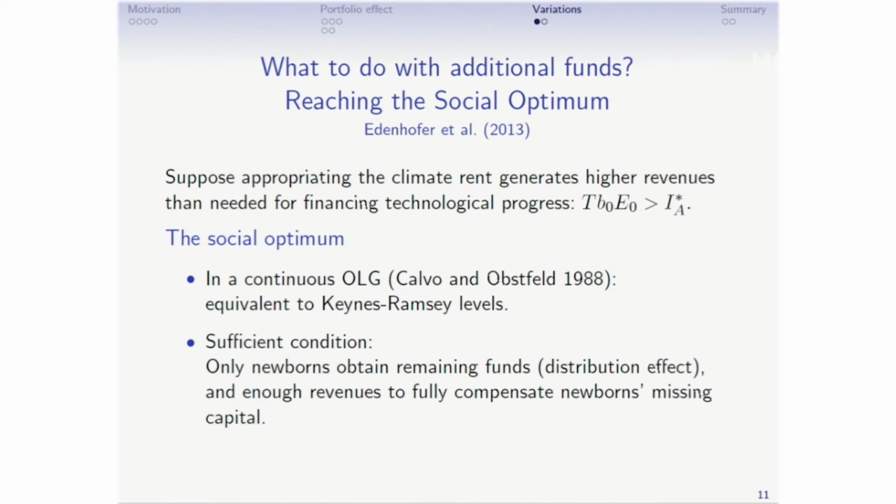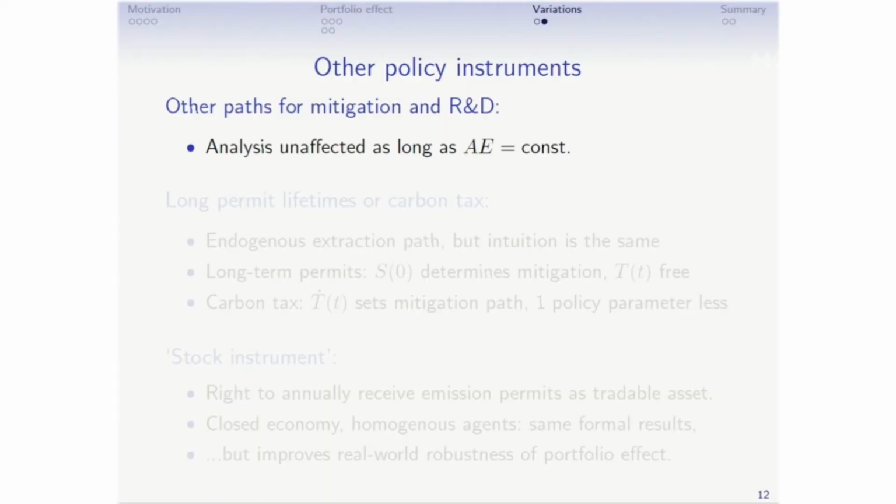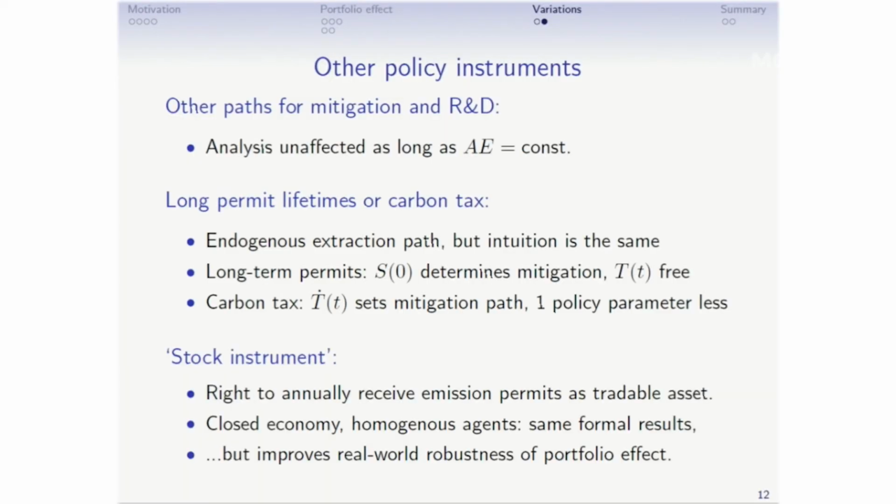So assume that there are enough resource rents first to fully finance an offsetting amount of resource efficiency improvements, and second, also to compensate the newborns for not having capital. And in that case, it is possible to achieve the social optimum, okay, because you can fully offset the generation replacement effect if you transfer all these additional funds to newborns only, in our case. So that's the intergenerational redistribution effect here. So there are a number of variations of this model. Maybe due to time constraints, I'll just point out the first two.